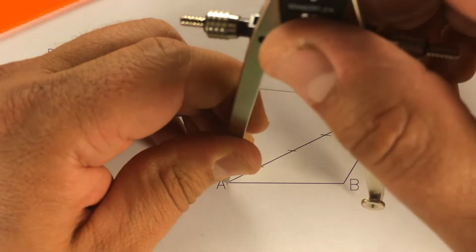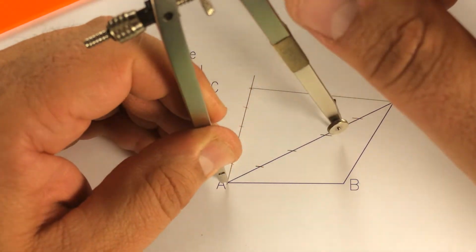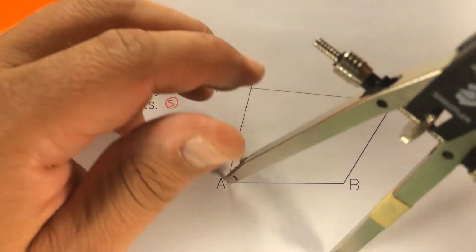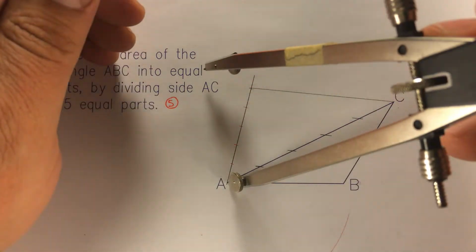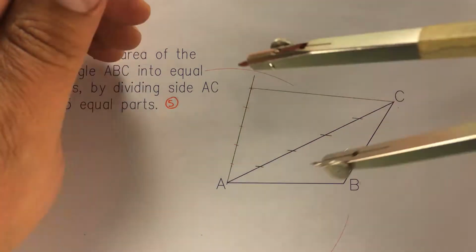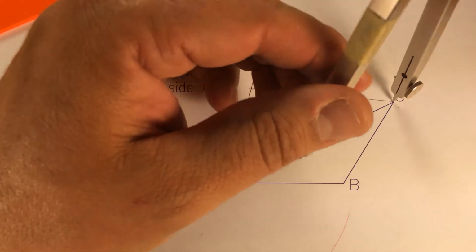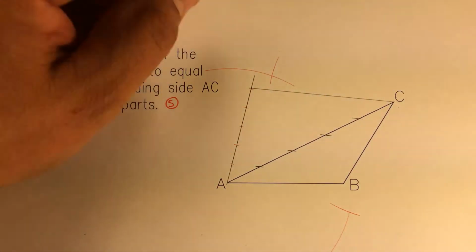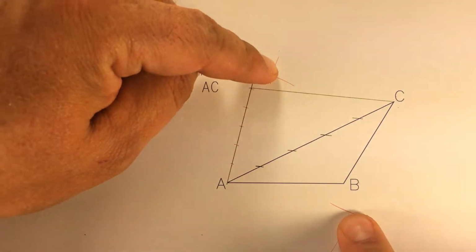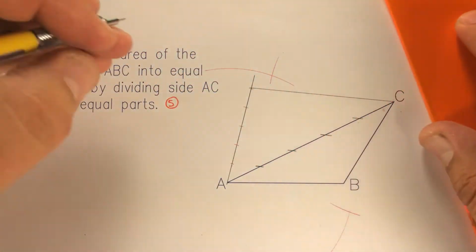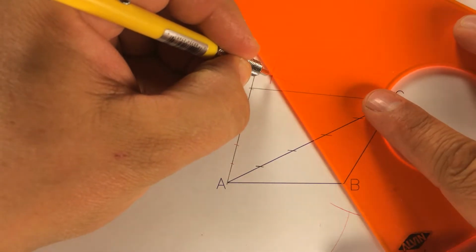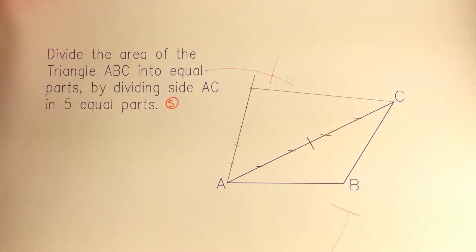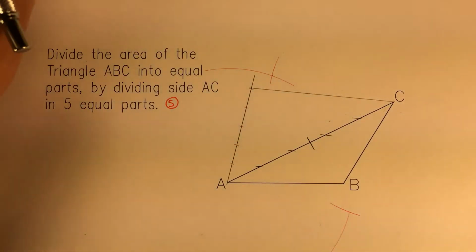I am going to set my compass a little bit more than half. I'm going to strike an arc down here, strike an arc over here. I'm going to do the same thing from C. Strike an arc here where it intersects, and up here also, and there it is. I have an intersection here, and an intersection here. I'm just going to find the middle of that line AC. Very simple. There's the middle. I wouldn't draw that line all the way across. It would make things confusing.